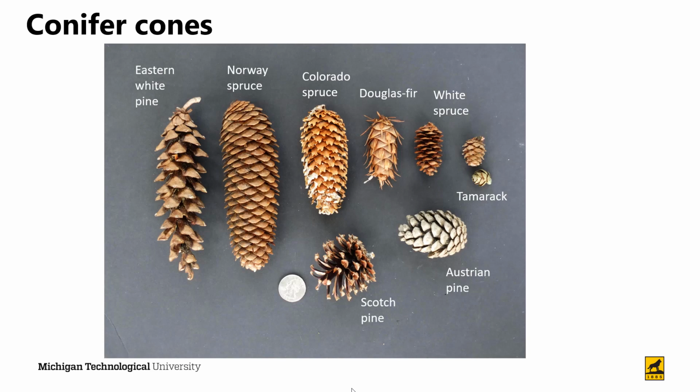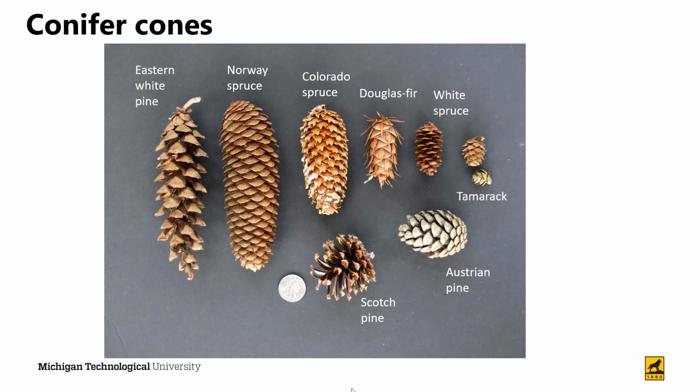Here's a good place to compare the cones of some of the conifers we find on campus. Eastern white pine are long, relatively thin with stiff scales. Norway spruce can be just as large, but have smaller, thinner scales. Colorado spruce are similar to Norway spruce with fragile papery scales, but are smaller than Norway spruce.